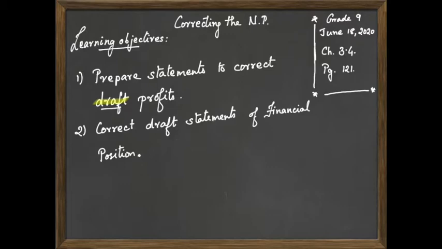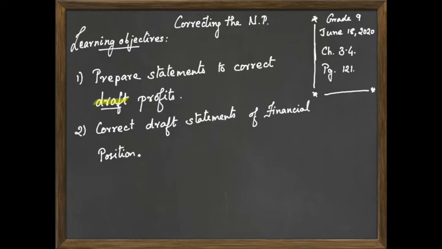Now, we've looked into how we make mistakes and how we correct the mistakes. We've opened suspense accounts, and then we have passed the correcting journal entries, closing the suspense account. Now, when you looked at the errors previously, you also saw that some of those errors would definitely affect your profit.